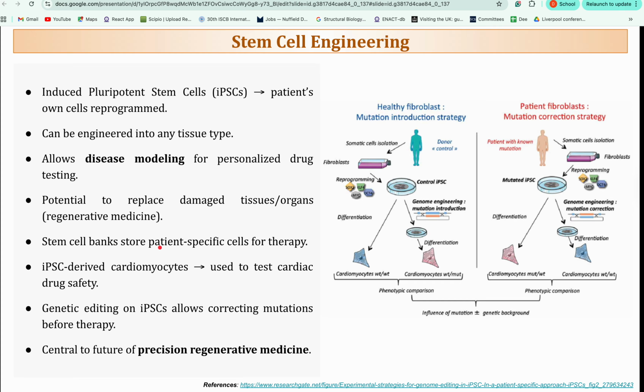Stem cell banks store patient specific cells for therapy, and iPSC derived cardiomyocytes are used to test cardiac drug safety. Genetic editing on these iPSCs, which are induced pluripotent stem cells, allows correcting the mutations before the therapy, and it is central to the future of precision regenerative medicine.